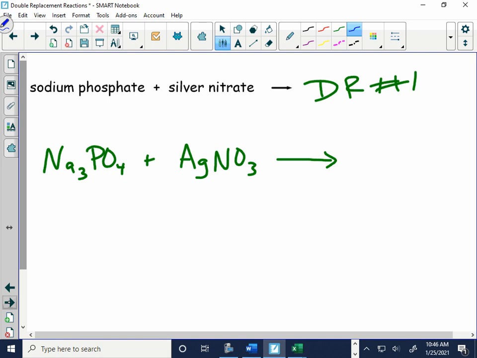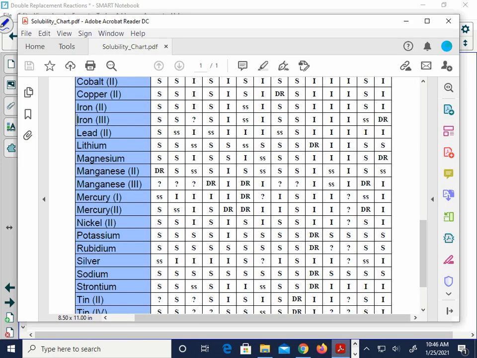Now I'm going to flop my cations. So that's going to give me silver phosphate. Silver's a +1 also. And it's going to give me sodium nitrate. So I have swapped my cations. Now I need to check my solubility chart.